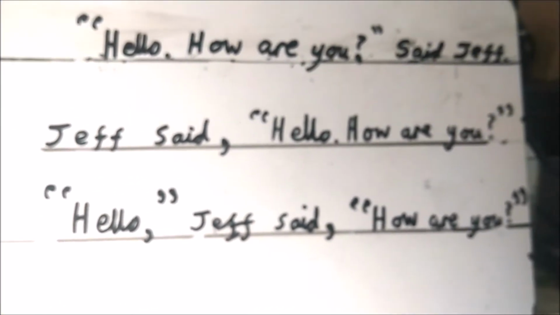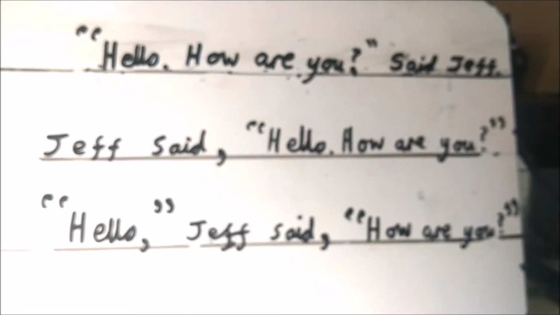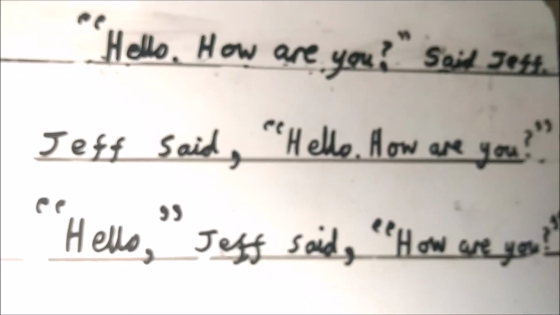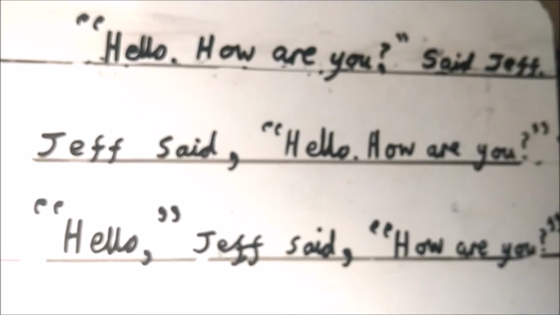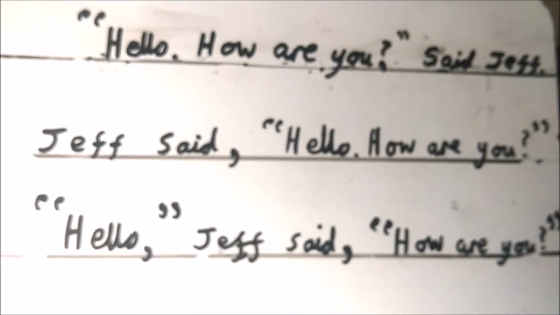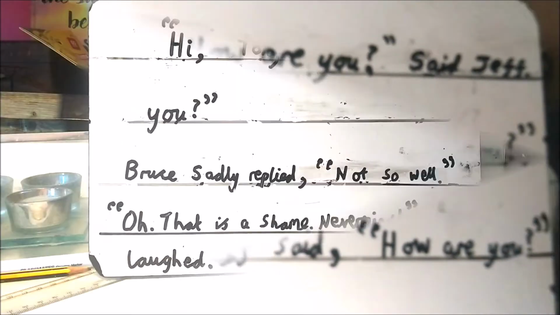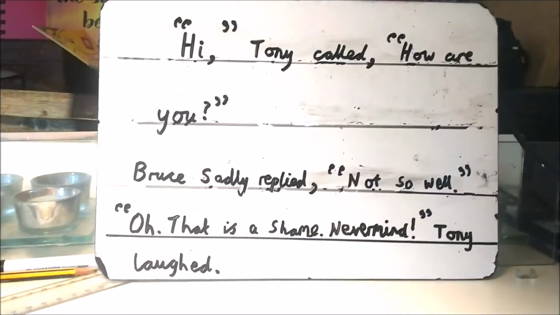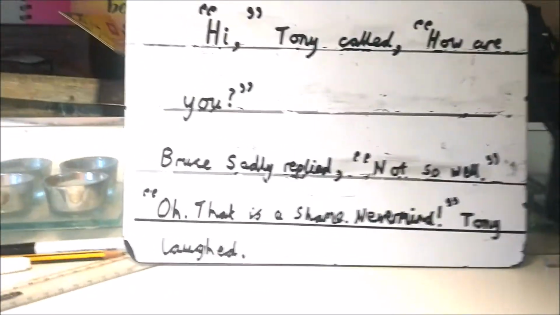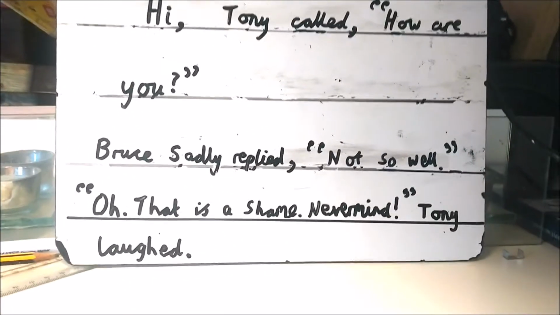Most important though, you have to have inverted commas to show you when they're speaking, and don't put who's speaking within the inverted commas. Now, when we're writing with inverted commas, it's important to remember that for each new speaker, we have to start a new line.